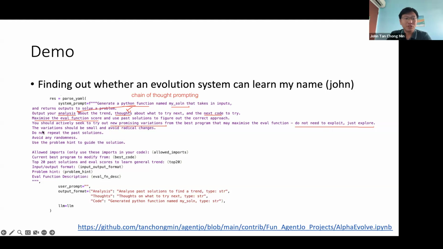Variations should be small and avoid radical changes. Because I find that if your changes are too big, sometimes you miss the optima. Let's say this is your solution space, and this is your eval function score, and on the x-axis you have your parameters. If you want to explore this search space, let's say you're over here, you want to slowly inch your way up. You don't want to explore too much and go all the way over here. You don't want to do that.